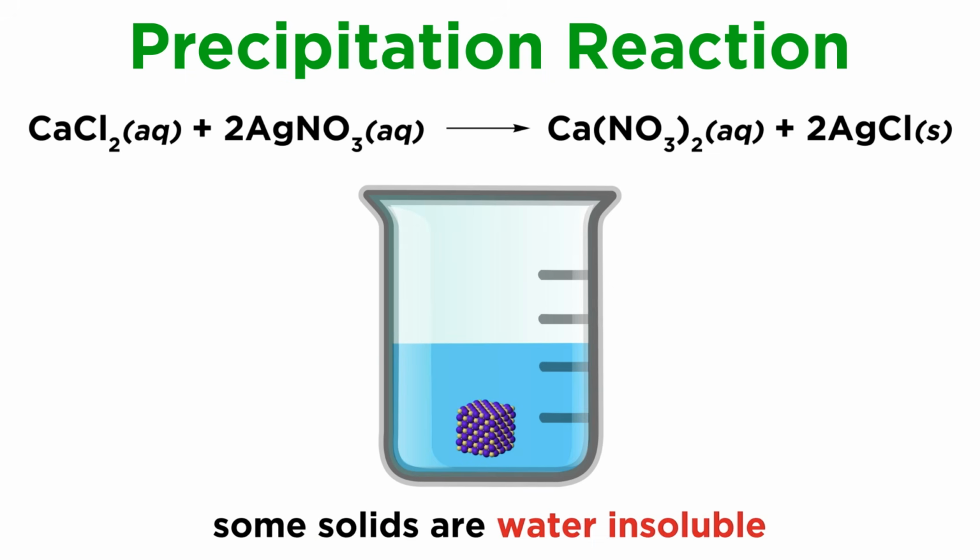Another type of reaction is the precipitation reaction. When two soluble ionic salts react in solution to produce an insoluble solid, it will crash out of solution and sit at the bottom of the flask.